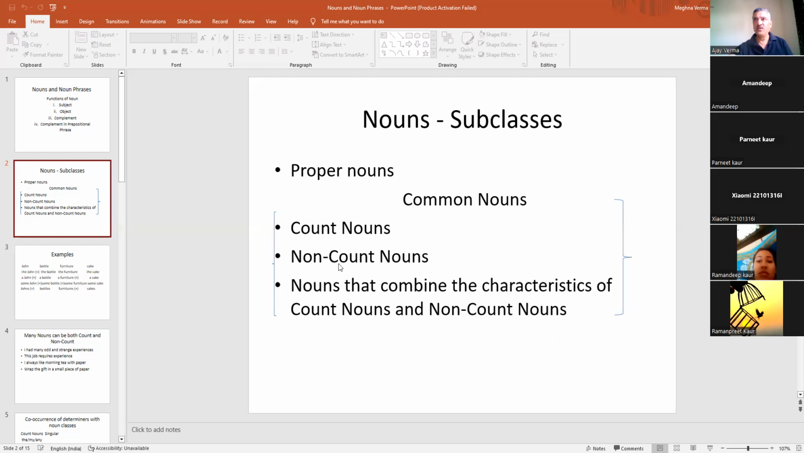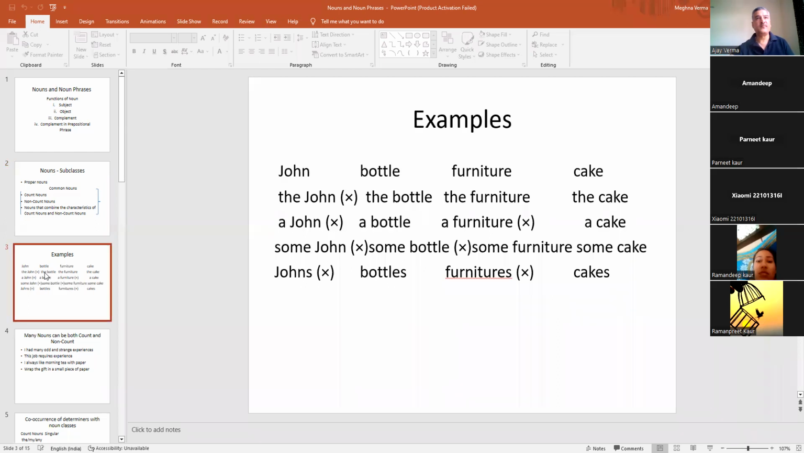Is this clear to you? Shall I move ahead? Please, one of you, please unmute yourself and tell me, is this part of my lecture clear? Yes, sir. Now let us look at the third slide.